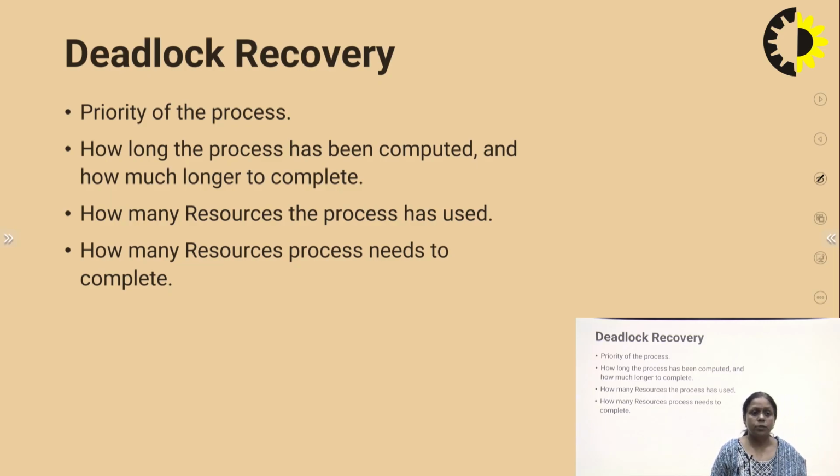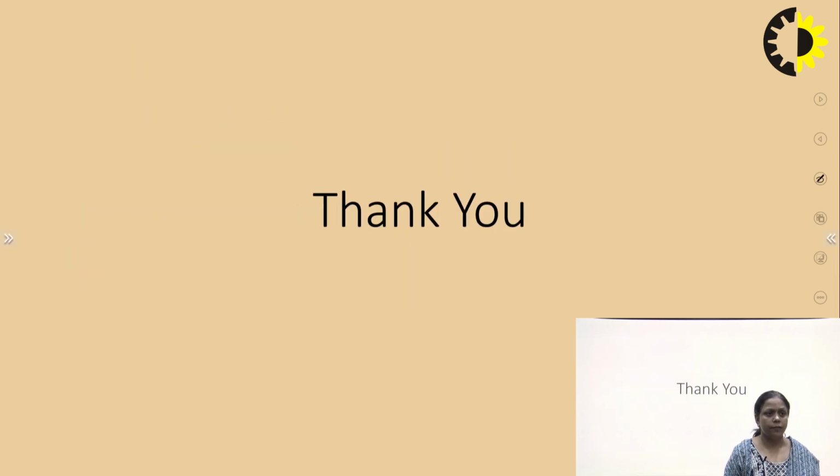How many resources the process has used, how many resources the process needs to complete. So these are the criteria by which we can find out which process can be terminated, so that we have very few losses. Okay, so this is the part of your deadlock recovery. Thank you.